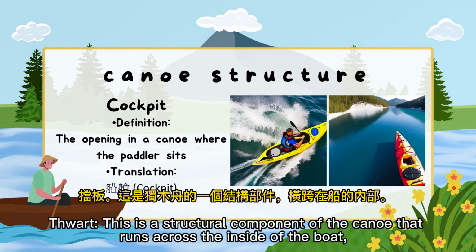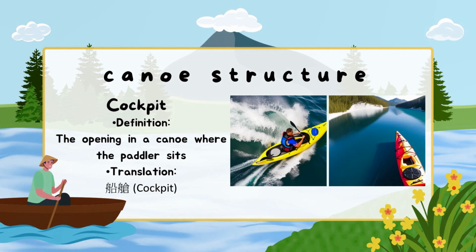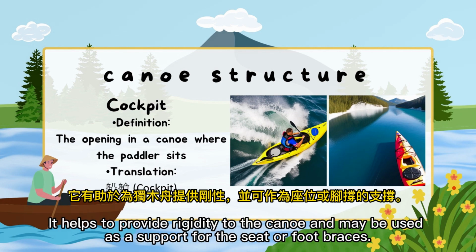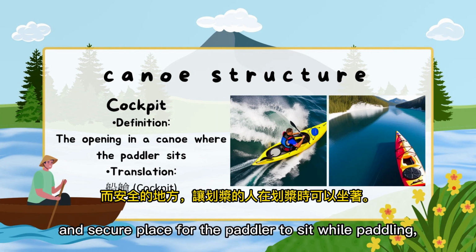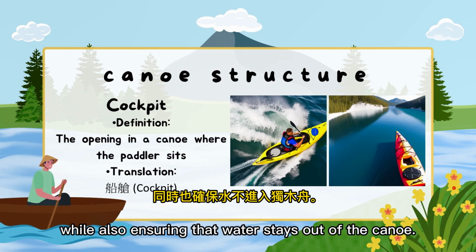Thwart. This is a structural component of the canoe that runs across the inside of the boat, perpendicular to the keel. It helps to provide rigidity to the canoe and may be used as a support for the seat or foot braces. Overall, the structure of a cockpit is designed to provide a comfortable and secure place for the paddler to sit while paddling, while also ensuring that water stays out of the canoe.